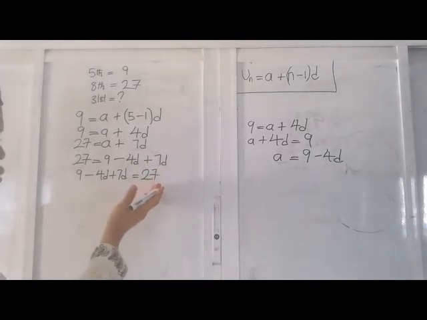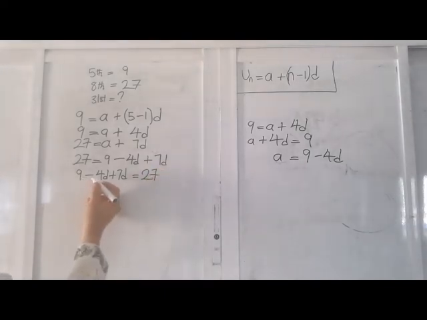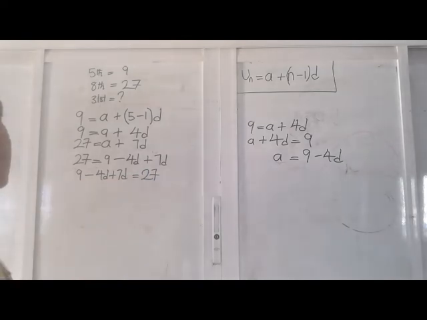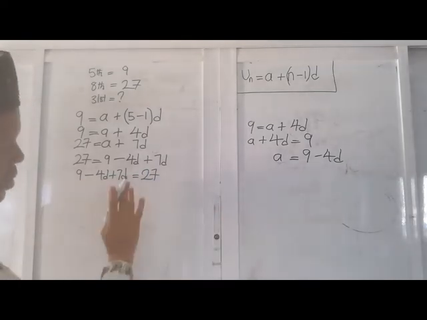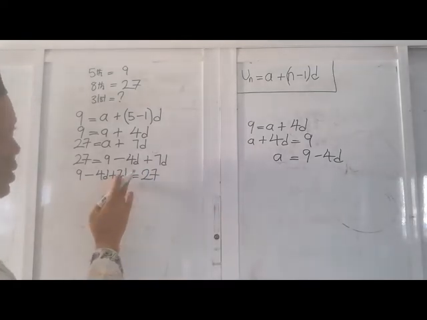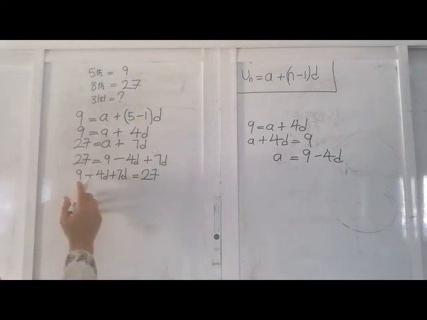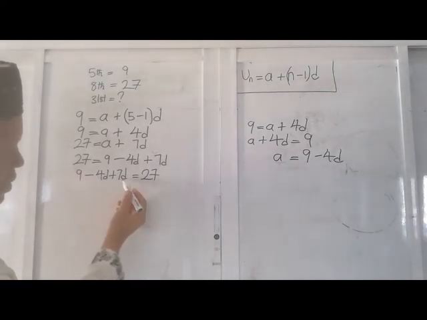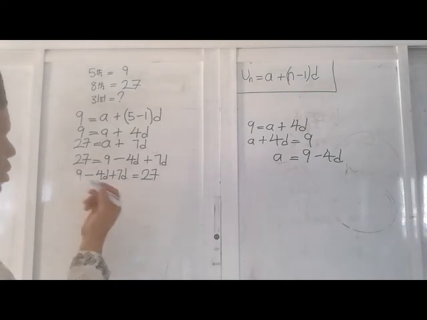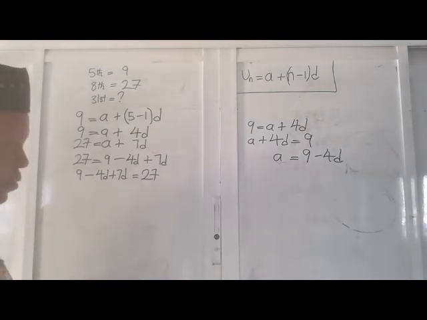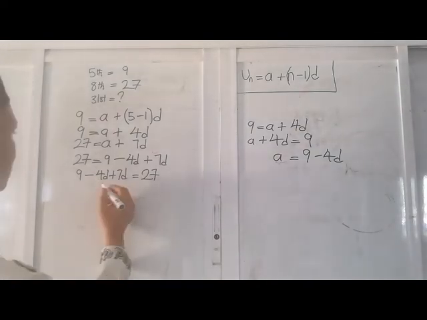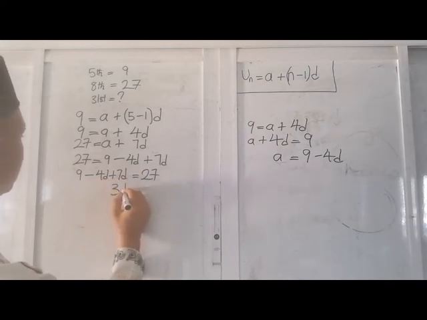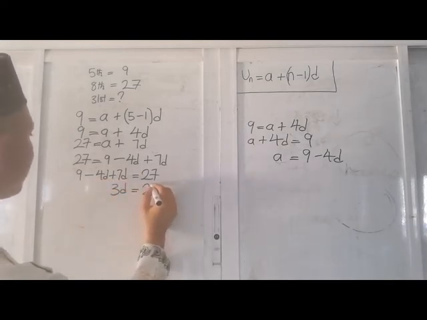What I now need to do is to say minus 4D plus 7D. Remember, 7 is positive. It is the money I have. Minus 4 is negative. It is the money I have to pay. So from this 7D, if I pay 4D, how many D will I have left? 3D, isn't it? So minus 4D plus 7D will give me 3D equal to 27.